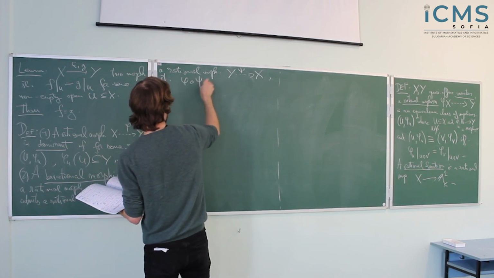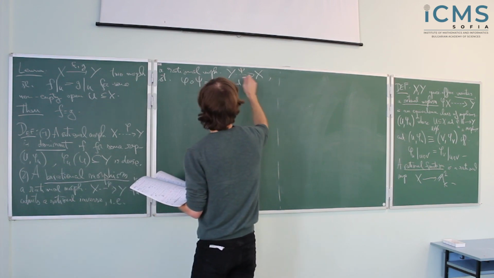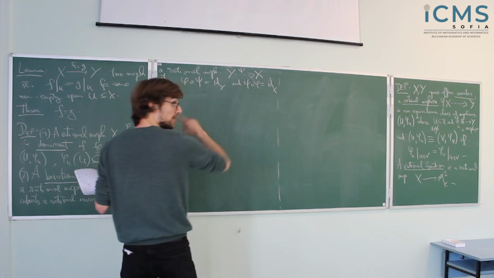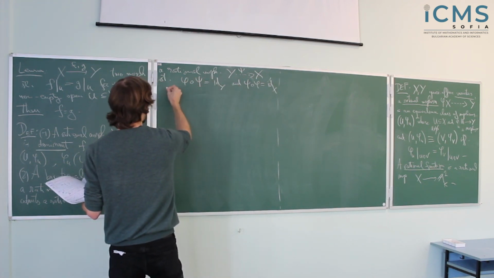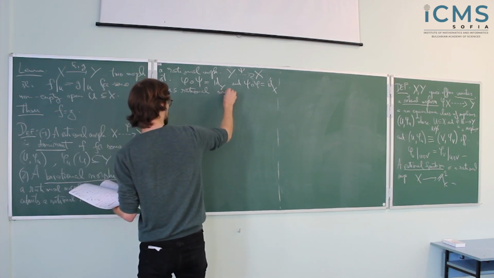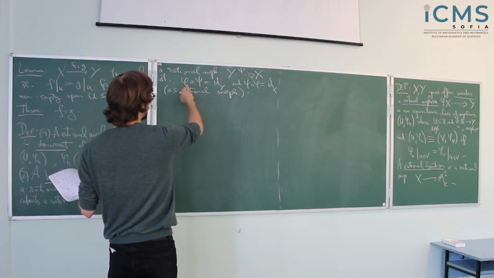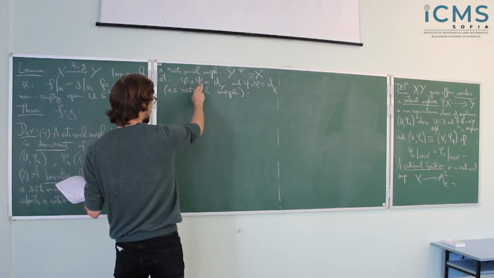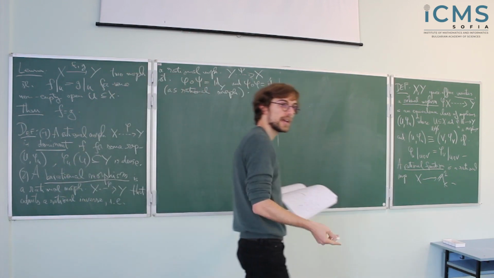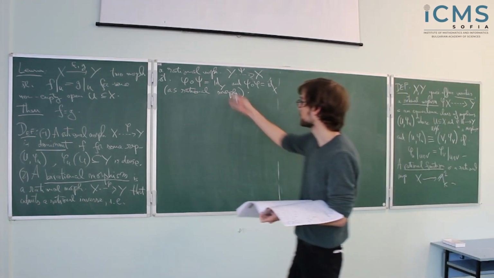Such that phi times psi is equal to the identity of y, and psi times phi is equal to the identity of x as rational functions. Okay? Functions, sorry. So what does that mean? That means that you can take a representative of phi, one of psi, and if you compose both of them, then they are equivalent to the identity, which is also a rational morphism. Okay. So this is what this composition is.